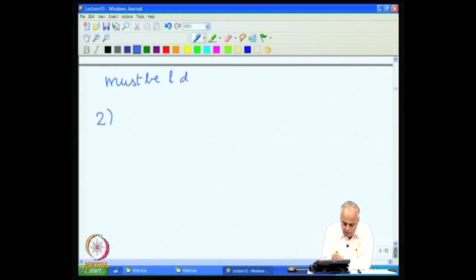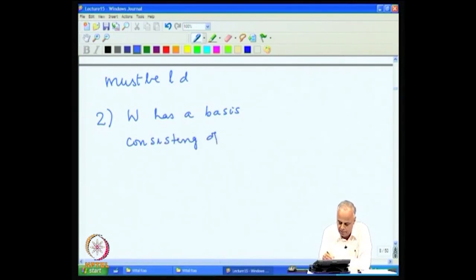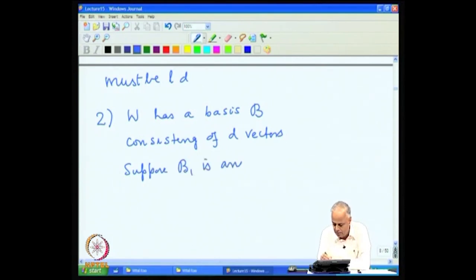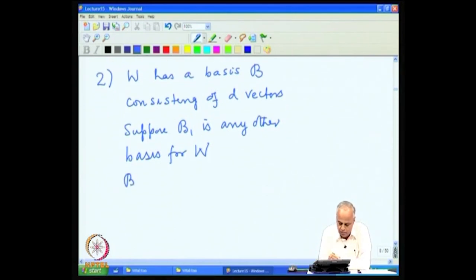Now, let us look at the next important property. Suppose W has a basis consisting of d vectors. So, W is a finite dimensional space, it has a finite basis, and suppose it has a finite basis having exactly d vectors. So, let us call this basis B. Suppose B1 is any other basis for W.